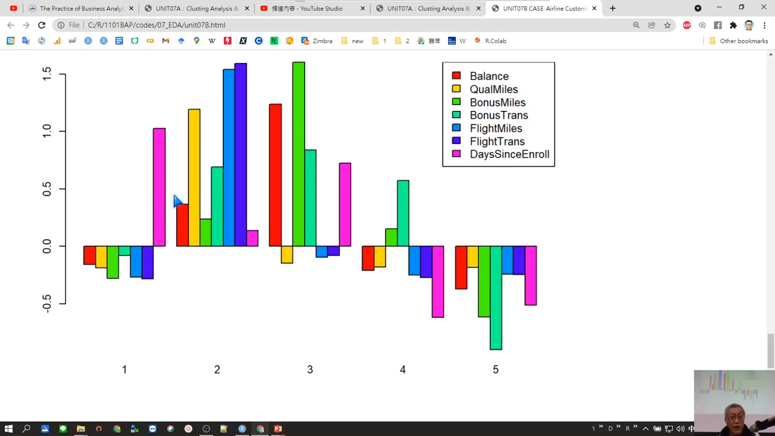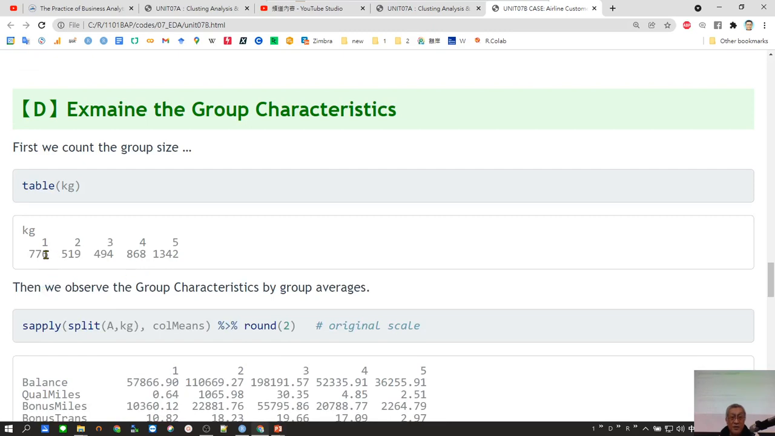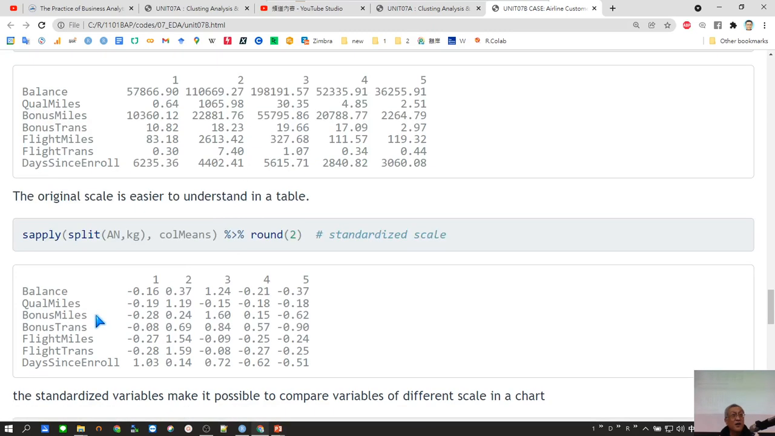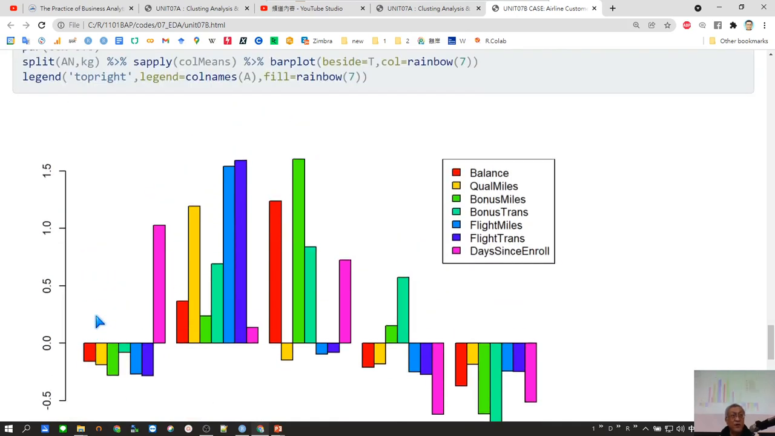But this one only has one thing. It's significantly different from the others. It's the data in a row. So this group of people, how many of them? We have 776 members.